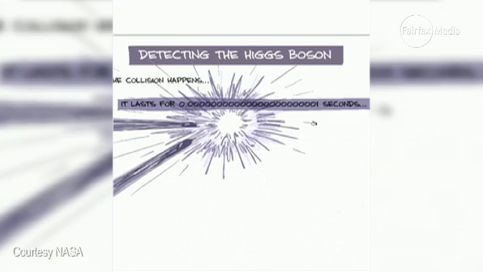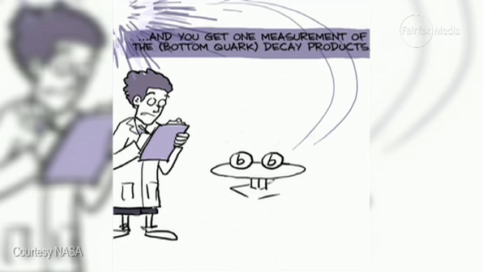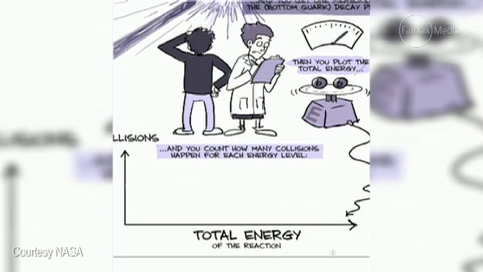So if I'm going to plot the mass, the total energy of this: I add this and this together and get the total energy. This axis here is the number of collisions. You do an individual experiment, you get one measurement. You do another one, you get another measurement. You do another one. Eventually, you build up your data, and the data looks like this, for example.